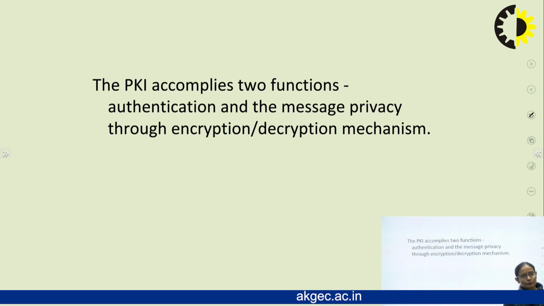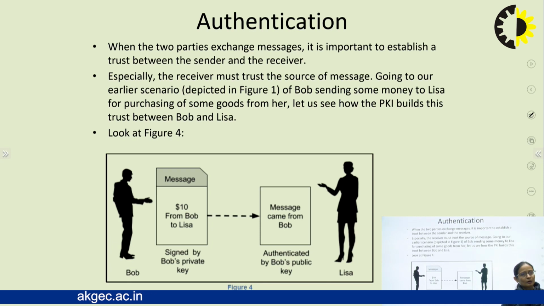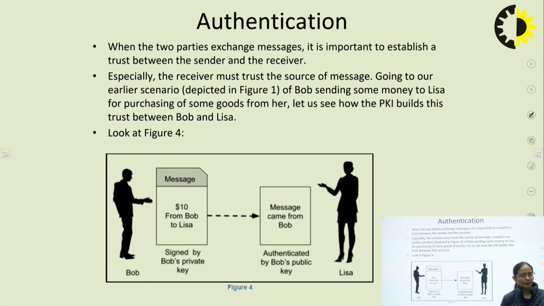PKI is basically used for two purposes: authentication and maintaining privacy. Privacy is the encryption and decryption, which we have seen earlier. How is authentication done with PKI? Suppose we have two parties, Bob and Lisa. Now Lisa wants to confirm whether the message coming from the sender is actually from Bob.